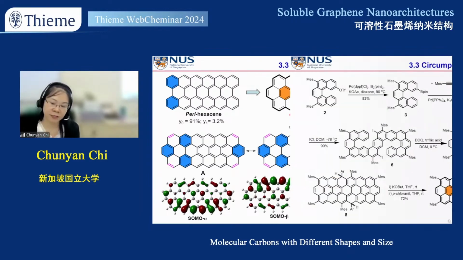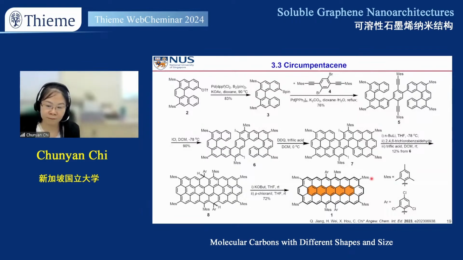And this is the synthetic route for circumpentacene. So we made this key intermediate, the helicene with OTf group. The OTf group is first converted to the B-pin, and then molecule 3 reacts with 4 by Suzuki coupling to give 5. Then 5 reacts with alkyl chloride to give a diiodide 6. Then 6 is treated with DDQ and triflic acid, and to give a fused diiodide 7.